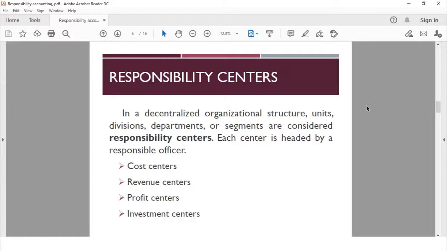Now, aside from that, we can also consider R&D or research and development as investment centers, di ba? Those can also be considered as investment centers.